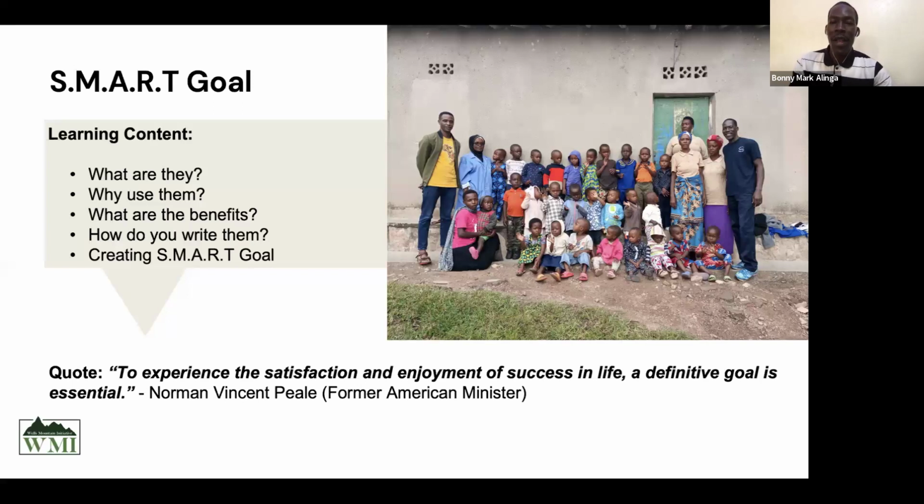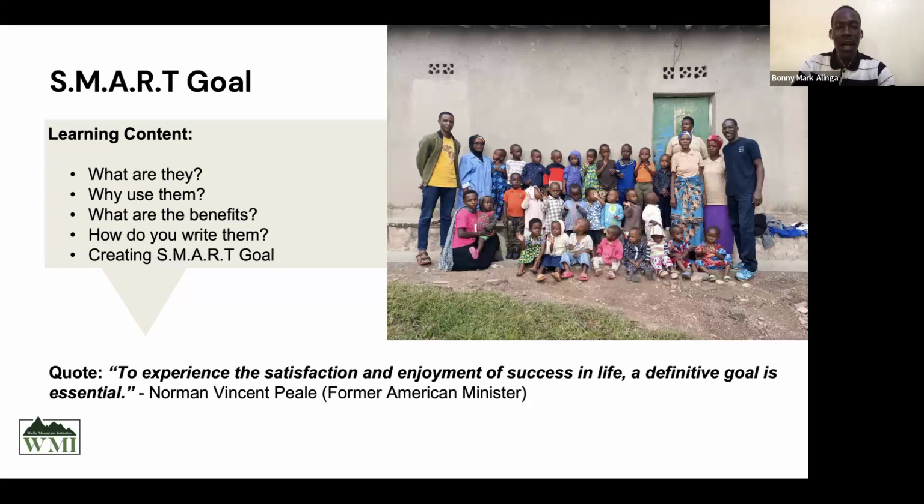What is our learning content today? My learning content will be covering what these SMART goals are and what they mean. Why use the SMART goal in your organization, in your business, in your projects or the initiative you would want to create? What are the benefits? How do you write them? And we'll be looking at some of the samples and doing some exercises together as we go through this webinar.